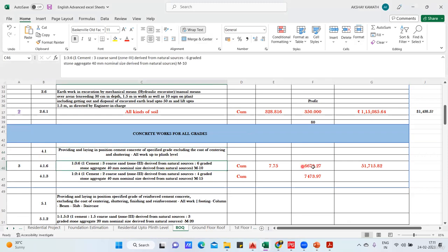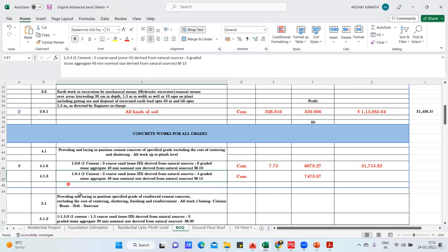And one more thing, the rate you can see here excludes the cost of shuttering and all. The cost of shuttering is not included. Only the material cost for the concrete, the labor cost and the machinery cost will come, and also the contractor profit is included. There is no shuttering cost involved in this. In this, the subcategory 4.1.6 is about 1:3:6, that is M10 grade of concrete. And the next one is M15 grade of concrete, that is 1:2:4.